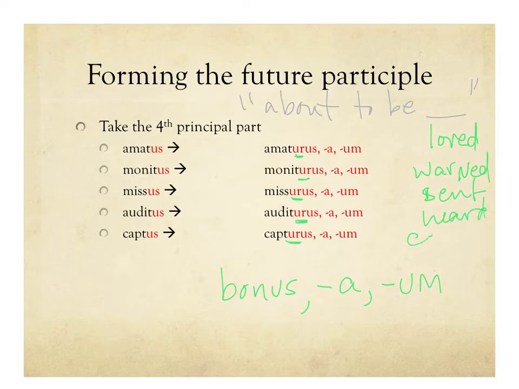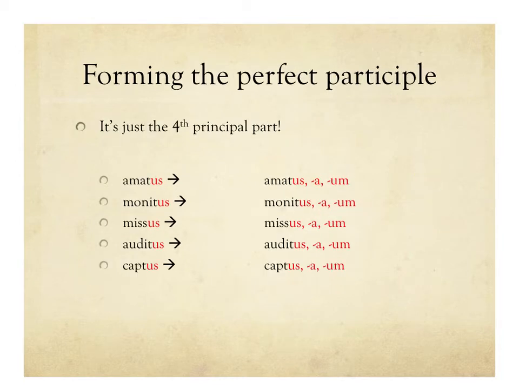Capturus, about to be captured. Right? But absolutely regular, all of them, and super easy to form. And if you thought that was easy, let's take a look at the next one. The perfect passive participle is just the fourth principal part. It could not be more simple. So amatus becomes amatus, a, um; monitus, monita, monitum, etc.